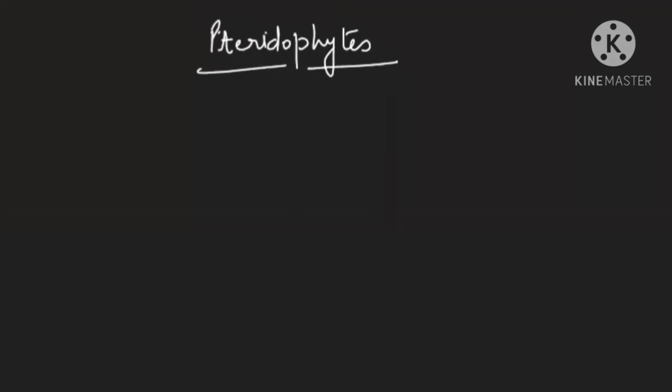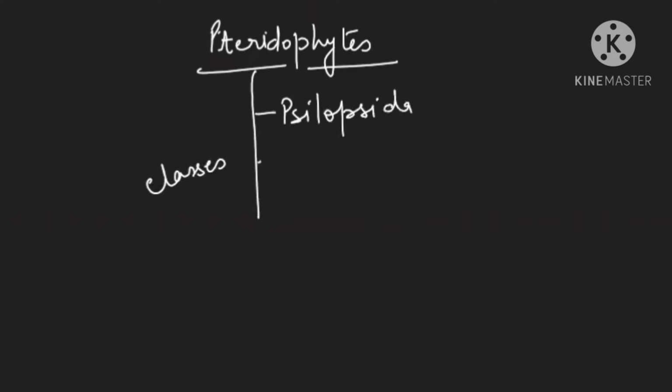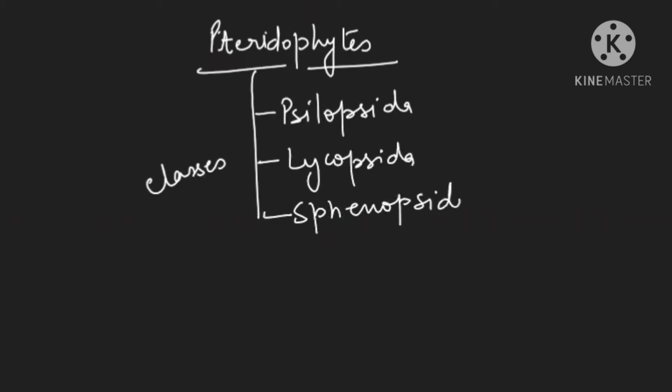In this video we are going to study about the classes of the pteridophyte. The pteridophytes are divided into four classes. First is Psilopsida, Lycopsida, then Sphenopsida, and last is Pteropsida. Okay, so these are the four classes, and now I will give you the comparison of all these four classes with the examples that will help you to learn this topic easily.